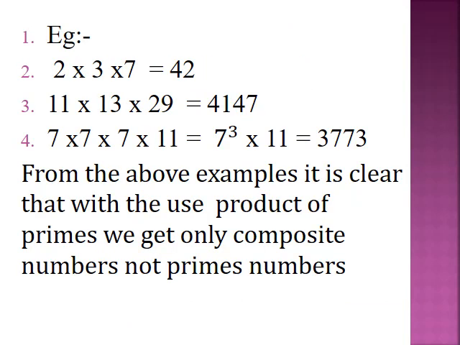Now here are some more examples for you. 2 into 3 into 7, again prime numbers, gives 42, a composite number. 11 into 23 into 29 is 4147, a composite number. 7 into 7 into 7 into 11, means 7 raised to the power 3 into 11, is 3773, a composite number. So from the above examples it is clear that the product of primes gives only composite numbers, not prime numbers.